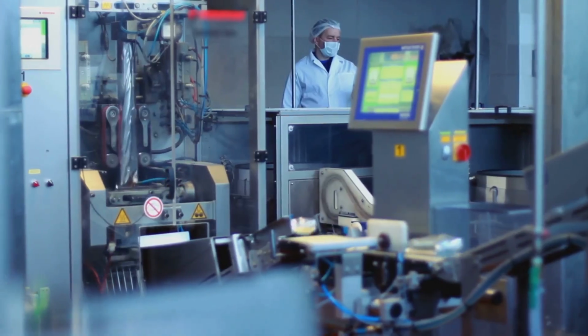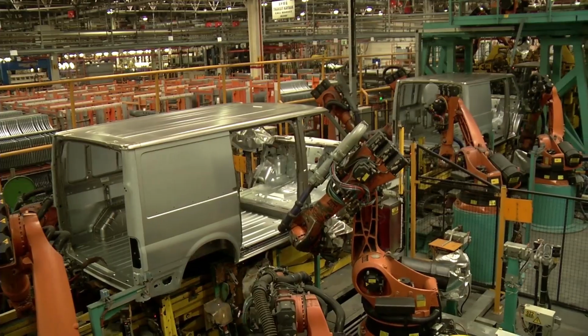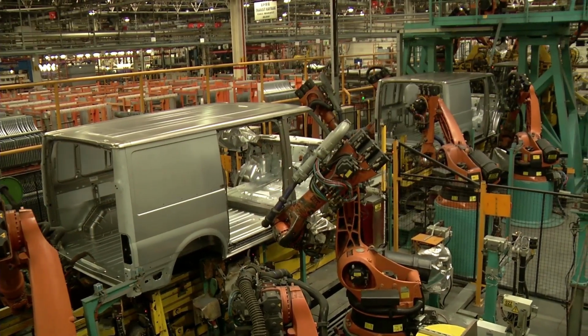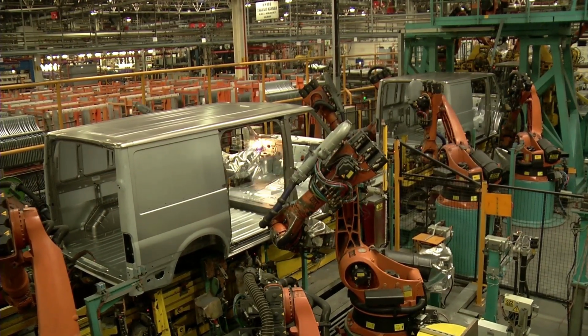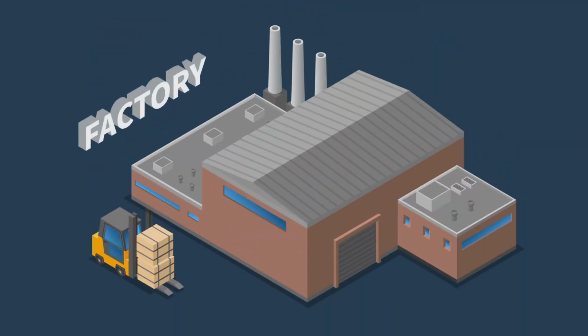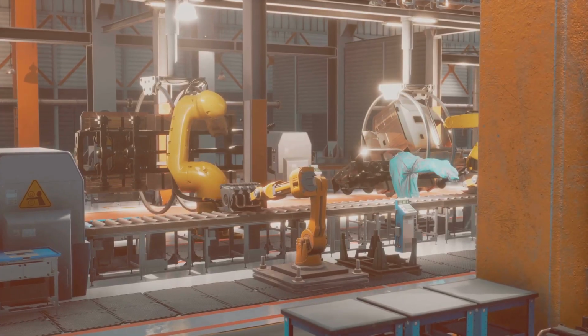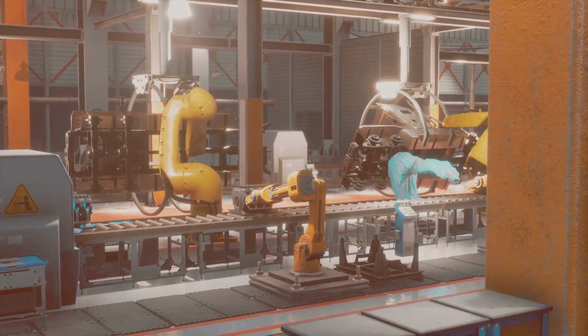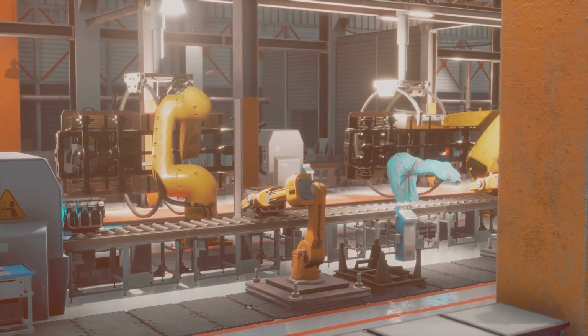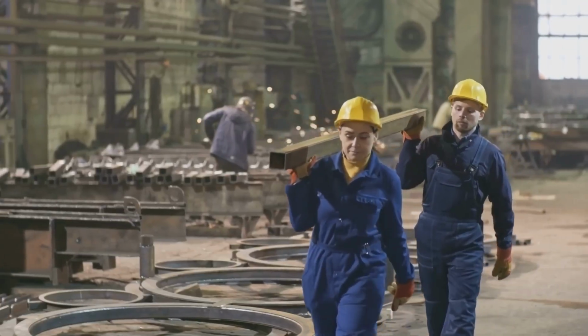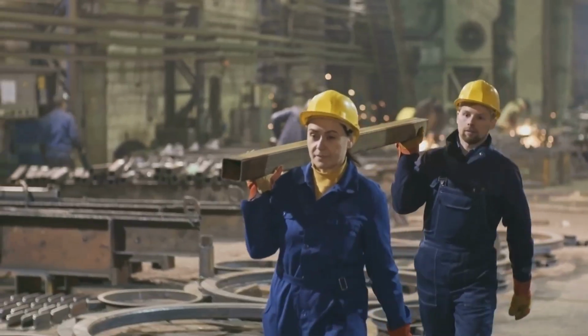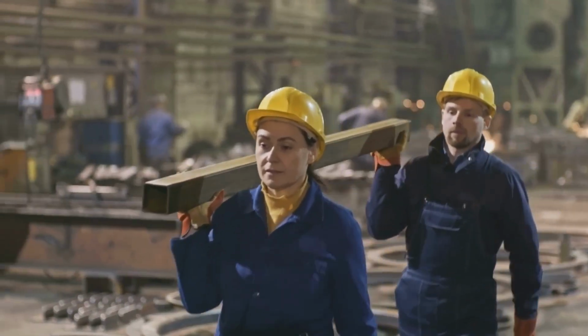Next, let's talk about Lean. Lean thinking comes from Toyota and focuses on waste elimination to improve speed and efficiency. There are 7 types of waste to watch out for: overproduction, inventory, motion, waiting, overprocessing, defects, and transportation.